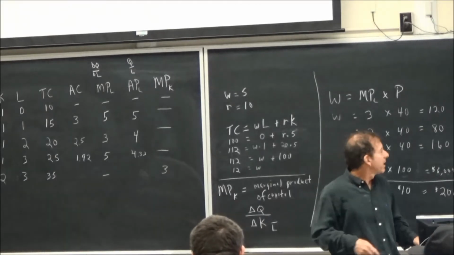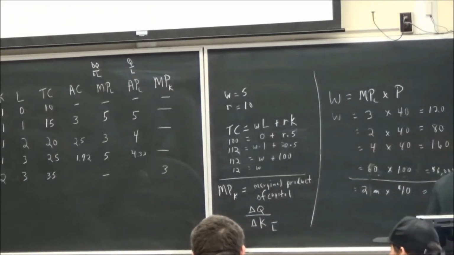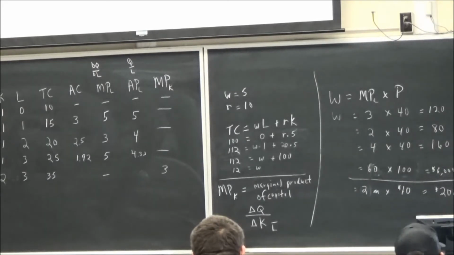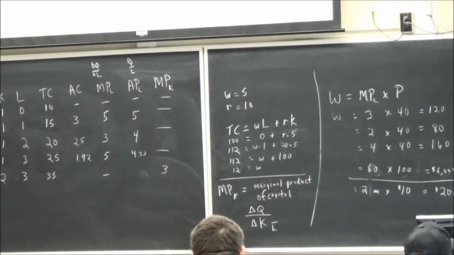Okay? So now if I said we're going to buy 5 units of capital and 4 units of labor, then each of these is going to cost 20, so it's 5 times 20. And each of these is going to cost 12, so it's 4 times 12. So your total cost will be 148.